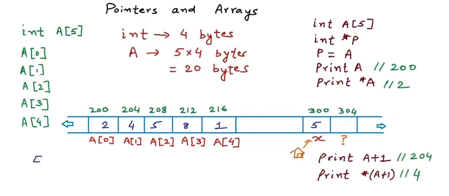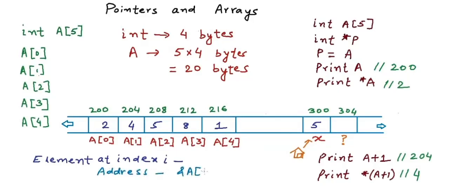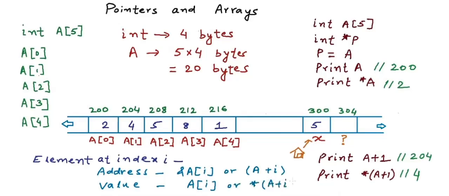For an element in the array at index I, we can retrieve the address of this particular element in the memory using either ampersand AI or simply A plus I, and these two will give us the address of AI. And the value of AI can be retrieved by simply using AI, or we can also use asterisk A plus I, and asterisk A plus I will also give us the value.